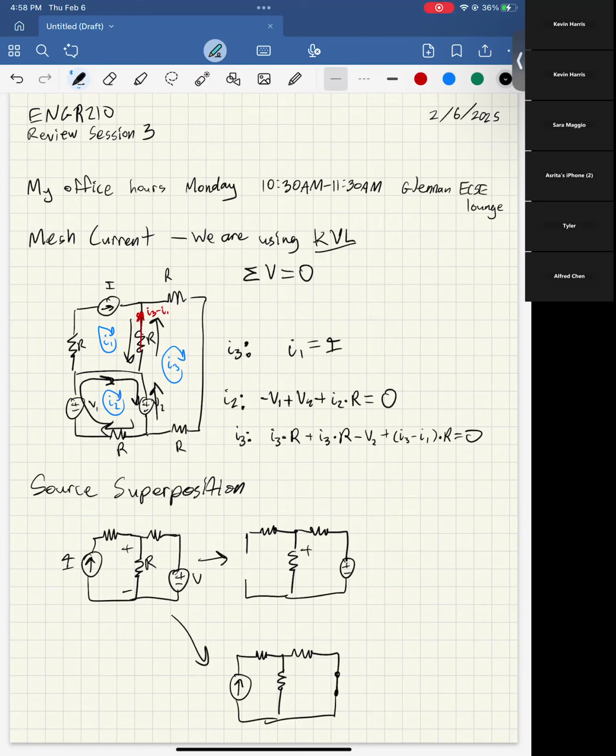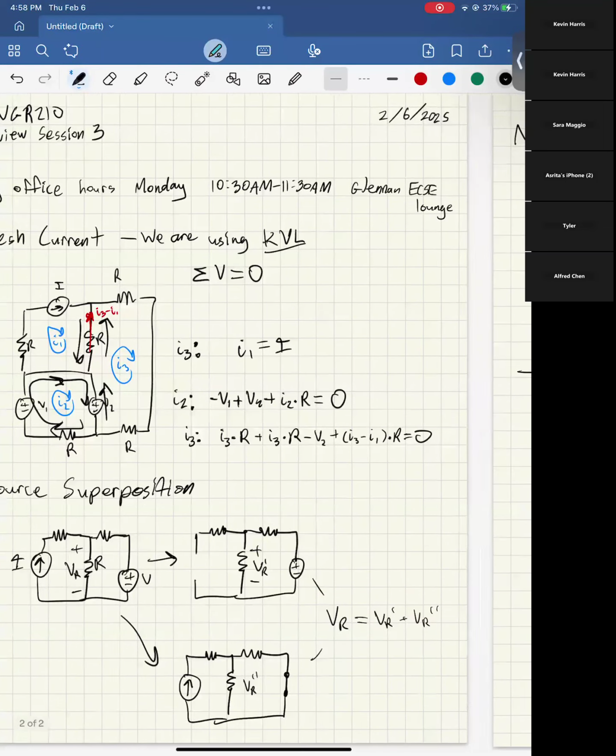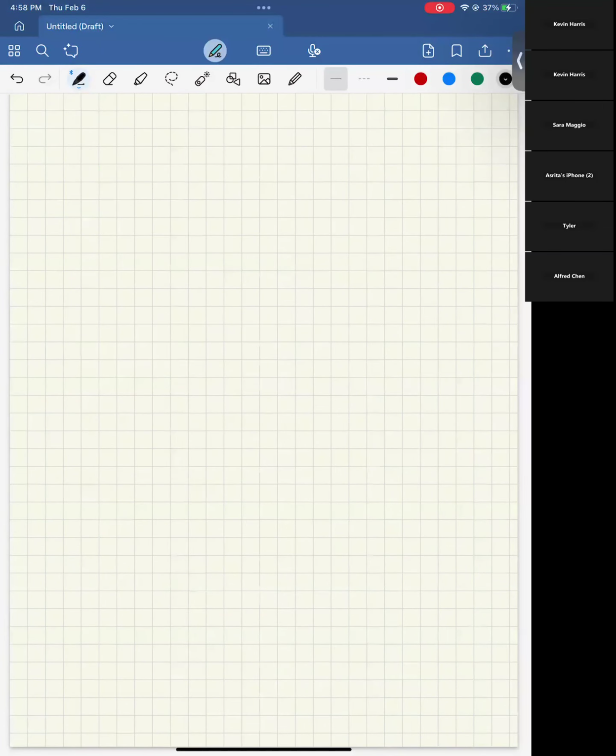And then we find our, let's call it V prime. And here we'd call it VR prime prime. And then we take these two and say that the real VR is equal to VR prime plus VR prime prime. At least for circuits with just resistors and voltage and current sources, this works perfectly fine because all of those components are linear, if you know what that means in terms of math. So with that, I will just get to practice problems.